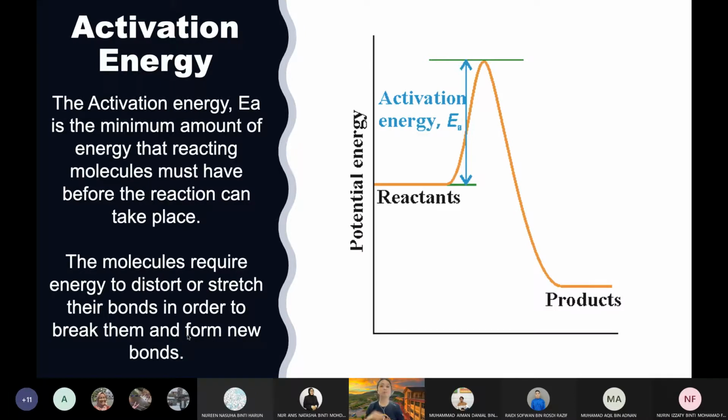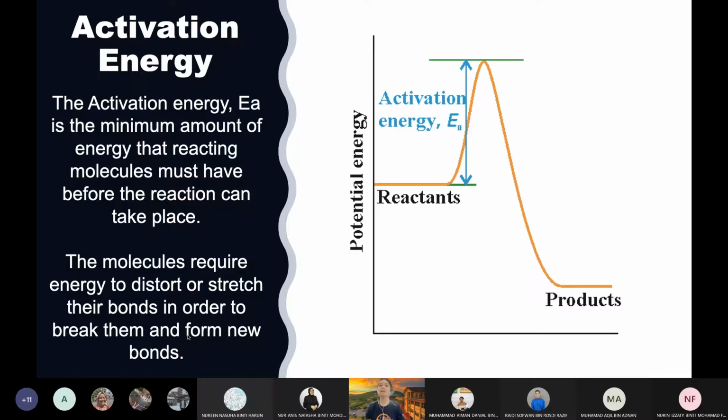Sebab tu kalau kamu perasan, in certain reactions, kenapa mula-mula kita panaskan? Kenapa kita panaskan is actually we are providing energy to the molecules with the hope that the energy you provide is sufficient for the breakage and the formation of the new bonds. Then only a reaction can take place.